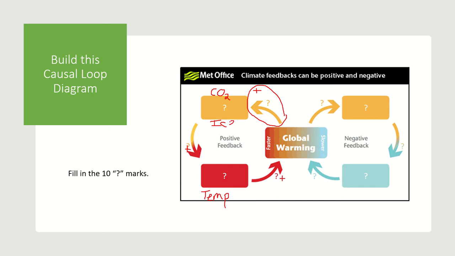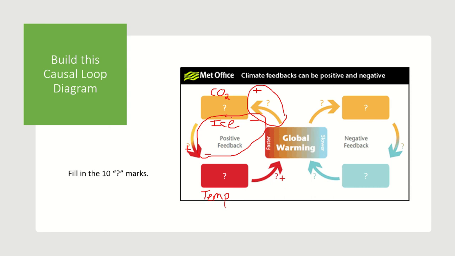So if I put ice here, then maybe I have to play a little bit with the arrows here. As I get more ice, I get more reflection. So maybe I get less temperature. And as I get more temperature, more global warming, maybe I get less ice. So if I take the ice route up here, I have to put minuses here and maybe a minus here. So these minuses go along with the ice. But because I have two minuses, I still get a positive feedback. So you can imagine there's a couple of different things I could put in there.